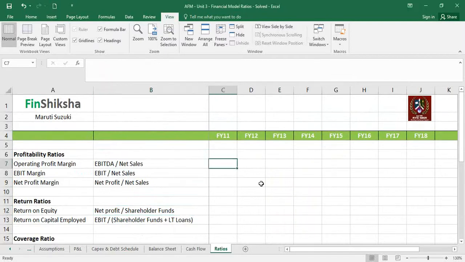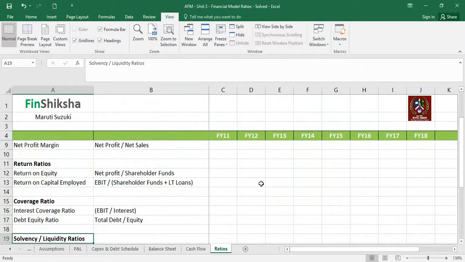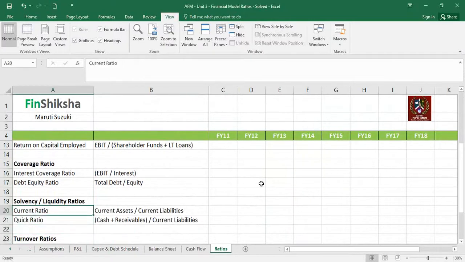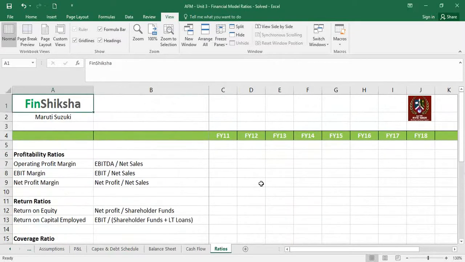So FY11 onwards, we are going to calculate first the profitability ratios, which are operating profit margin, EBIT margin, net margin. Second, the return ratios, which are return on equity and return on capital employed. Coverage ratios, which are interest coverage and debt equity ratio. Solvency or liquidity ratios, which are current ratio and quick ratio. And then turnover ratios, which are basically efficiency ratios. So let's start with the profitability ratios.